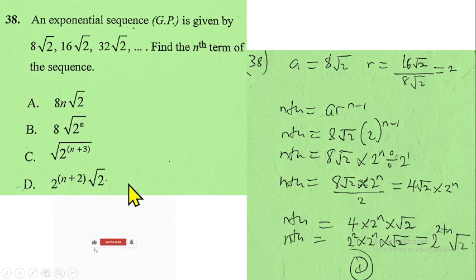If you look at the options given to us, option D is similar to what we got here: 2^(n+2) times √2. So if you simplify it, you get this, and option D is the correct option.